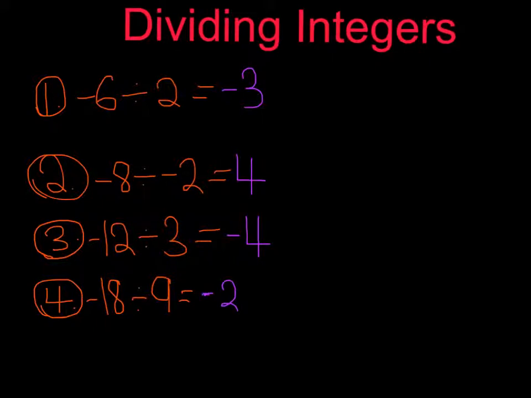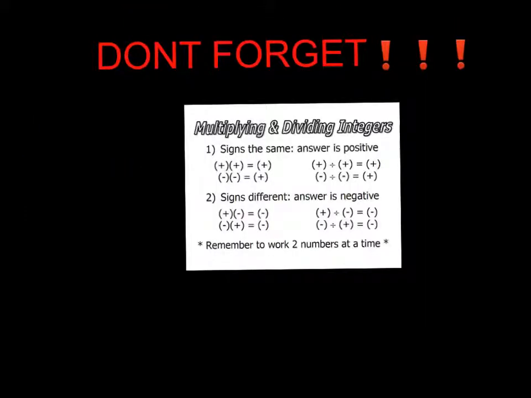This is all you need to know for dividing integers. If you're still a little shaky with multiplying and dividing integers after watching the video and looking at my examples, you could just try and remember this rule. If you multiply or divide integers and the signs are the same, your answer is going to be positive. But if the signs are different, the answer is going to be negative.